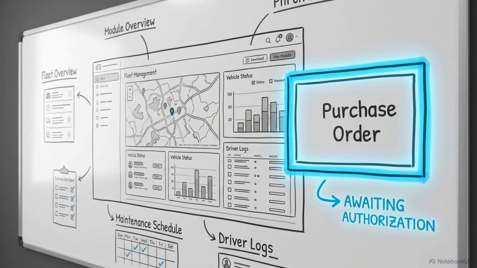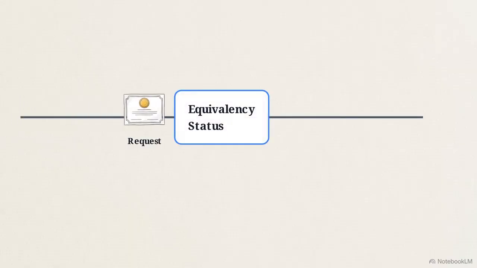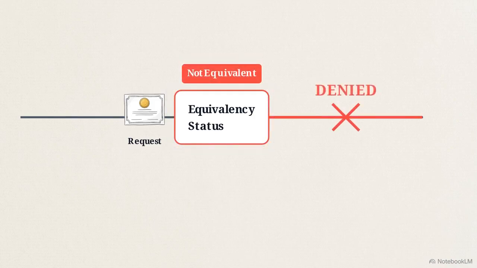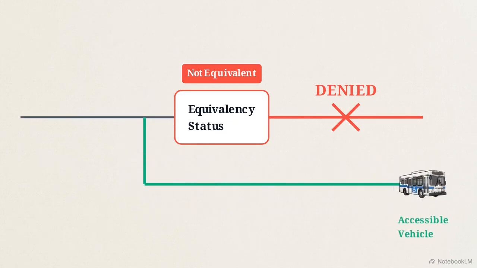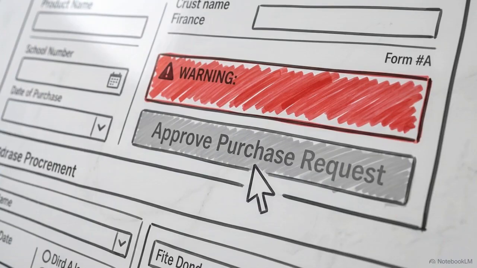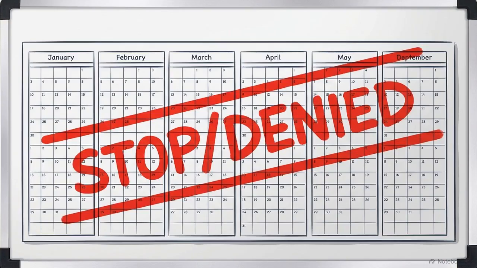Step 6 enforces this whole system by tying your monitoring status directly to your vehicle procurement process. Before any subrecipient can purchase a new non-accessible vehicle, you check their final status. If they are marked not equivalent, the request is denied. They must procure an accessible vehicle instead. Creating a hard stop at the procurement stage is the ultimate failsafe. It prevents a non-compliant agency from compounding their errors year after year.